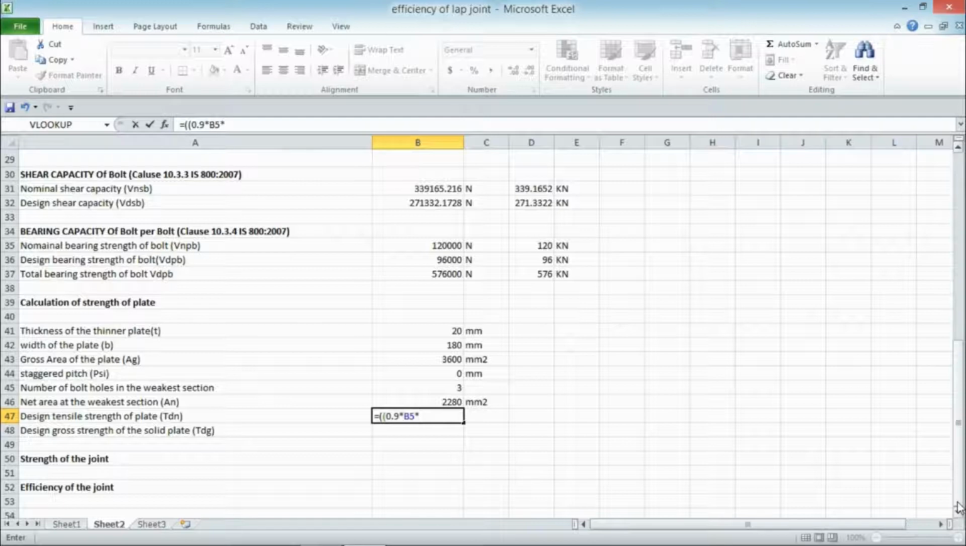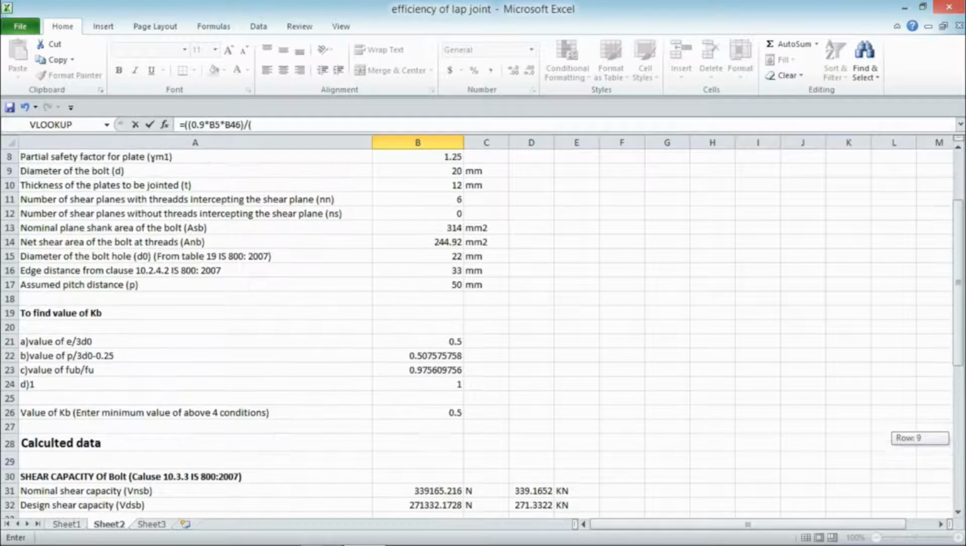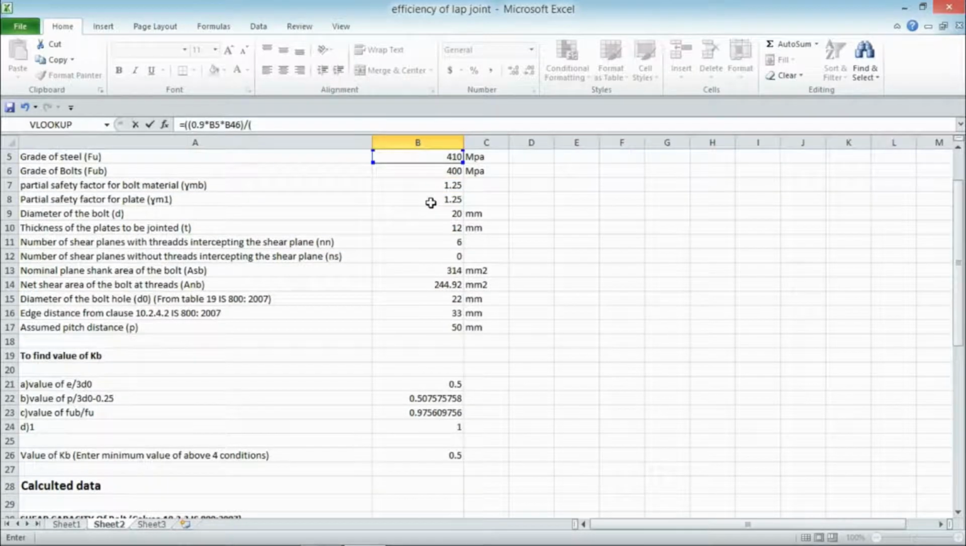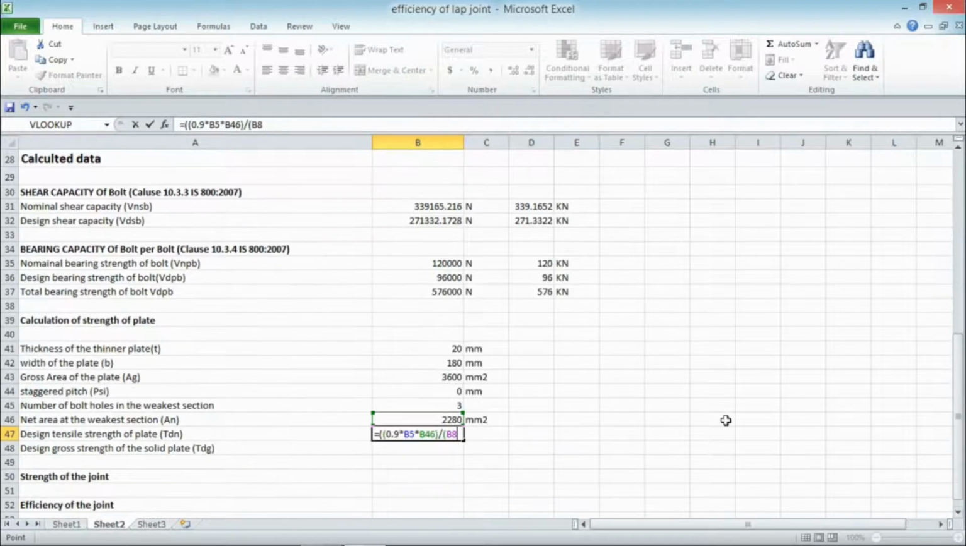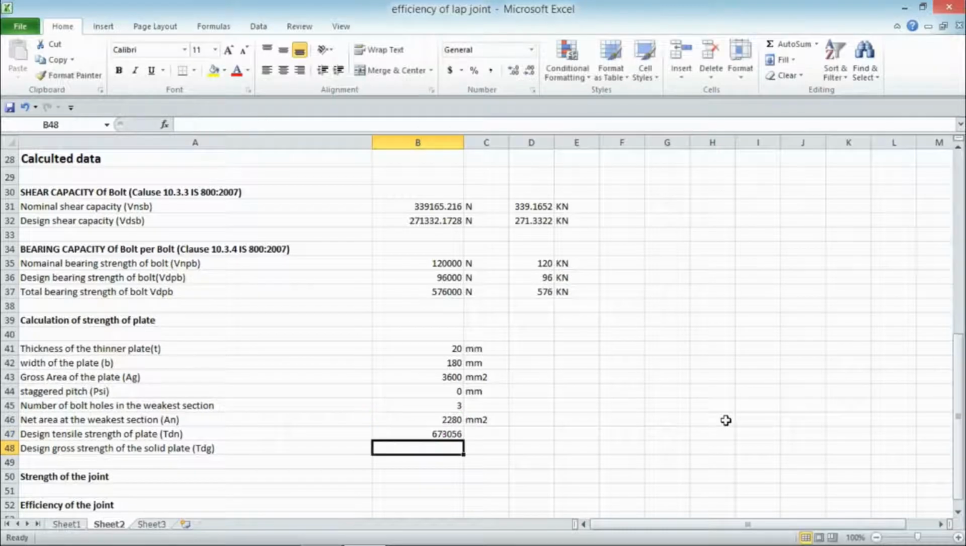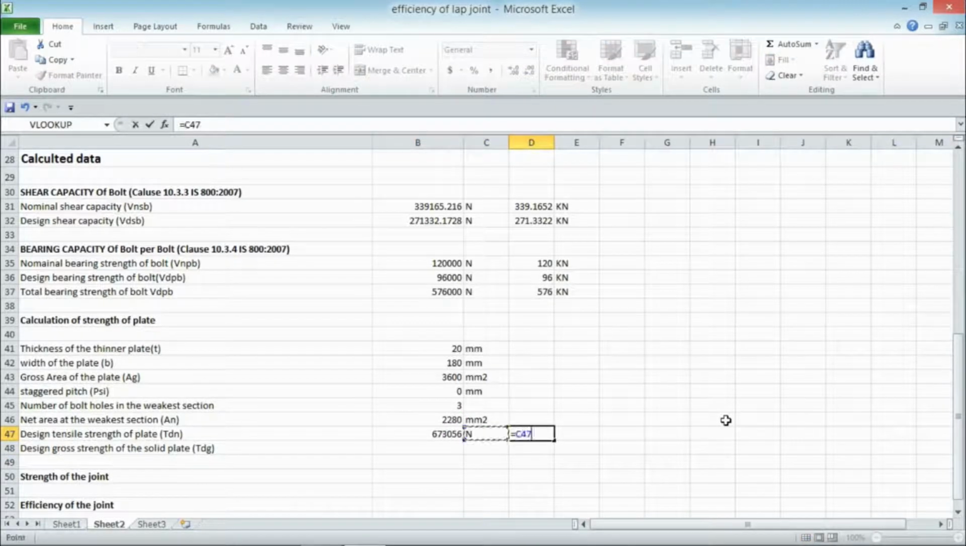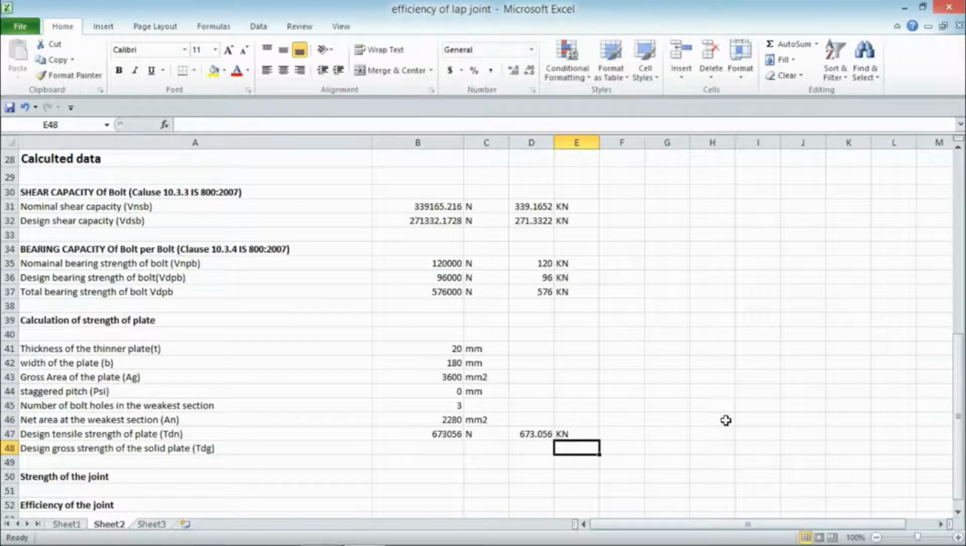Then after calculating the net area of the plate, we will calculate the net design strength of the plate, Tdn, that is equal to 0.9 An into fu by gamma m1. We know fu value as 410 MPa. Then we take An, the net area, equal to 2280 mm², divided by gamma m1 of 1.25. We got the value as 673.056 kilonewtons.